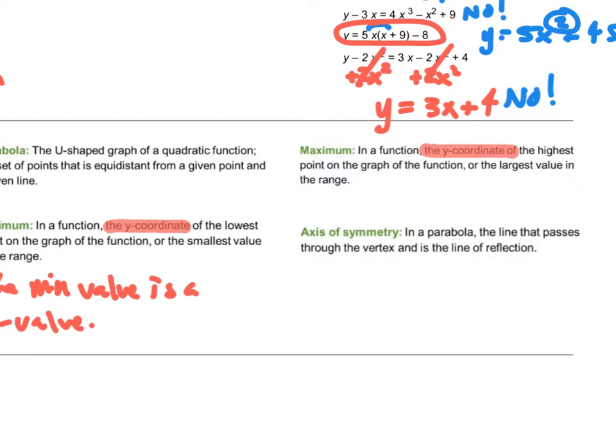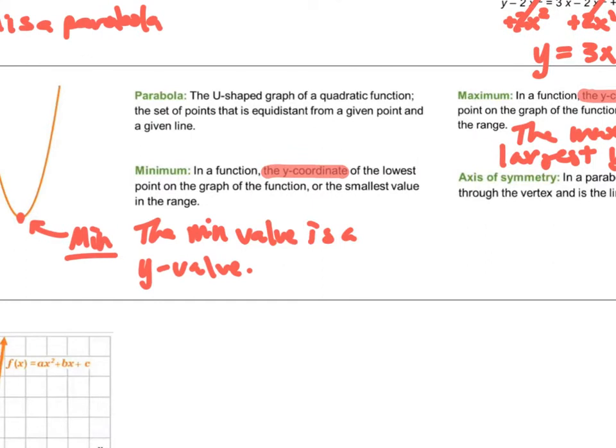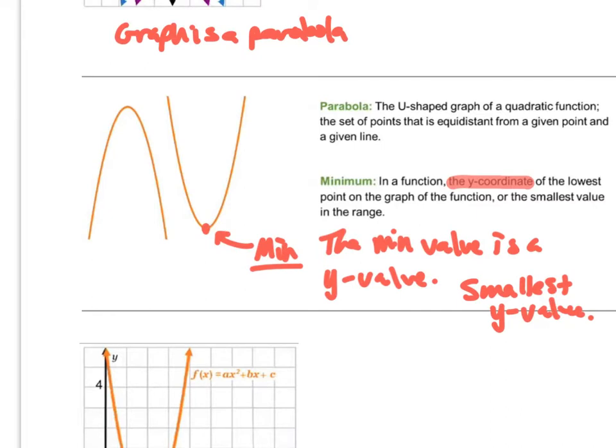So again, I'm going to say this: the max value is a y value. And what we would also say is it's the largest y value. Consequently, the minimum value is the smallest y value. So what we have here, this point up here, is the maximum.